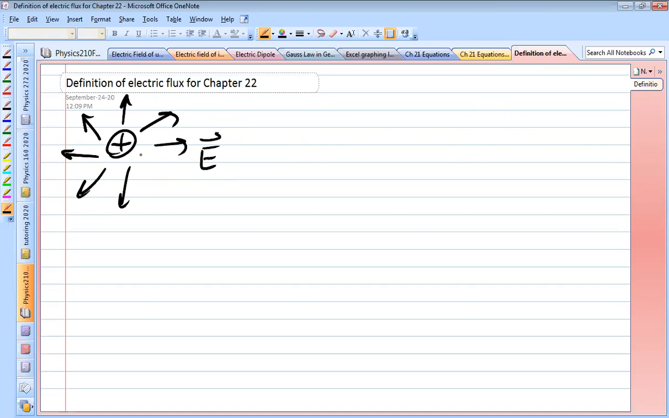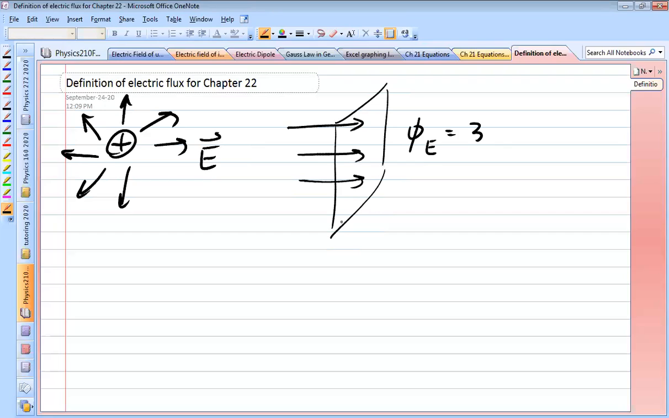Now, what the flux means is simply the number of electric field lines that go through an area. You can think of the density of lines as the field and the actual number of lines as the flux. So you can demonstrate it here: the flux here would be three lines. So the electric flux is 3. If they go perpendicular right through a surface like that, then this is the area, this is the field.